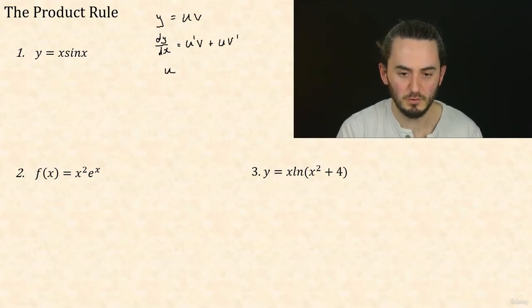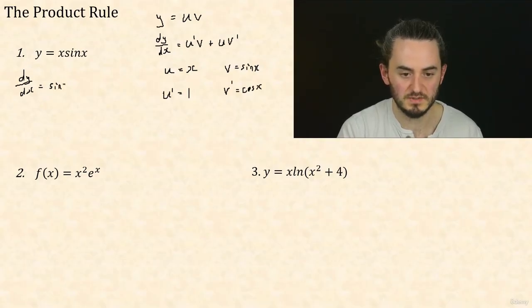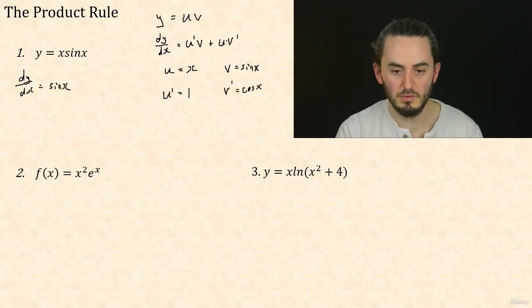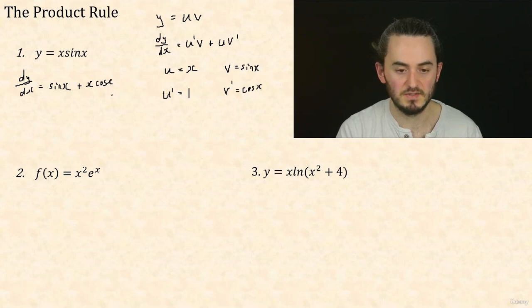So if I write it out in full detail, I'd say, well, look, my u is just x, and my v is sine x. And that means that the derivative of u is 1, and the derivative of v is cos x. And now I can just apply my formula in one go. The derivative is u dash v. So u dash times v is just sine x. And then it's u times v dash, so x times cos x. So there is the derivative of x sine x.